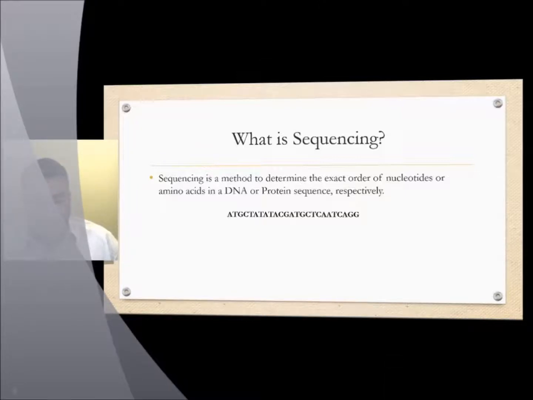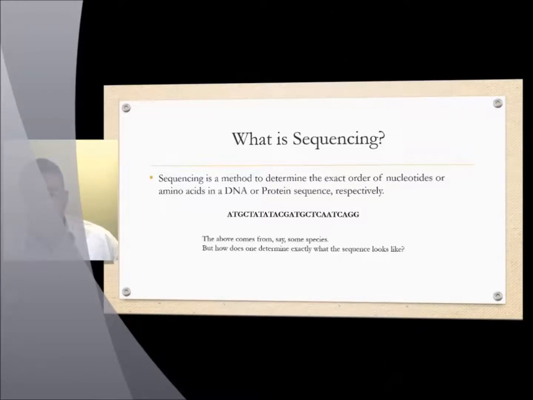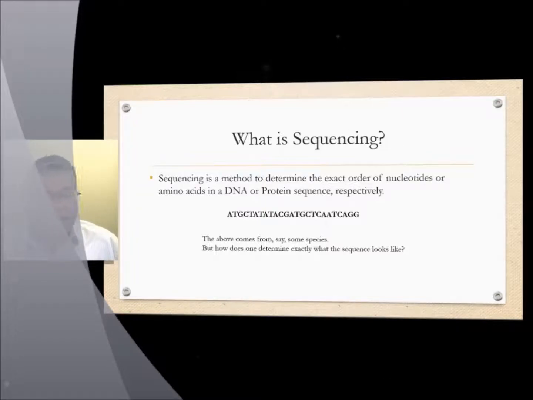So here we have a sequence of a nucleotide. It's a DNA sequence. It's a fragment of a DNA sequence. And let's say, for example, the above sequence comes from a particular species, right? Right now, it is just a sample sitting in an Eppendorf tube. How do you determine what constitutes this sequence? What is the order of the adenine, the thymine, the guanine, and the cytosine? And the procedures required in order to determine this particular order of its primary structure is called sequencing.